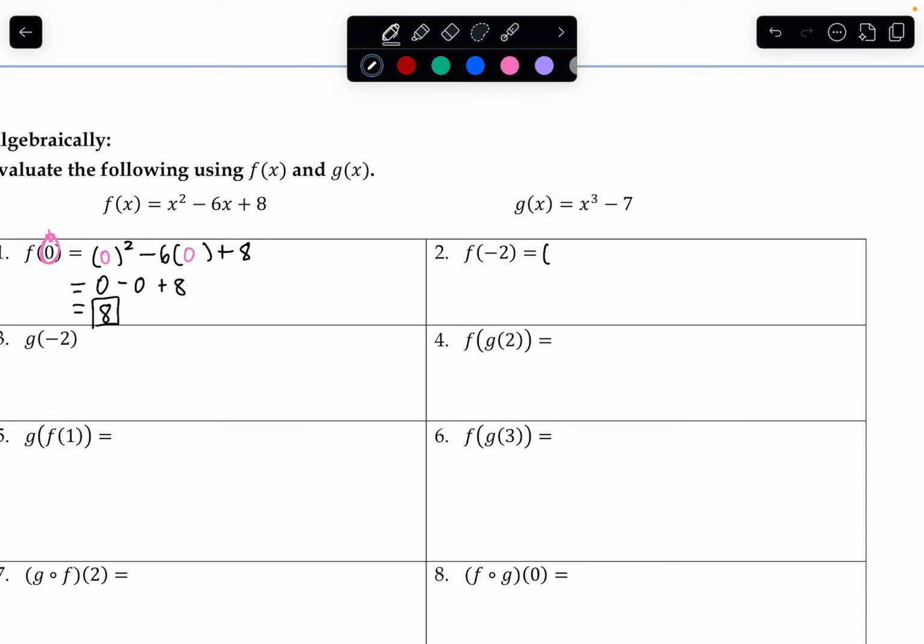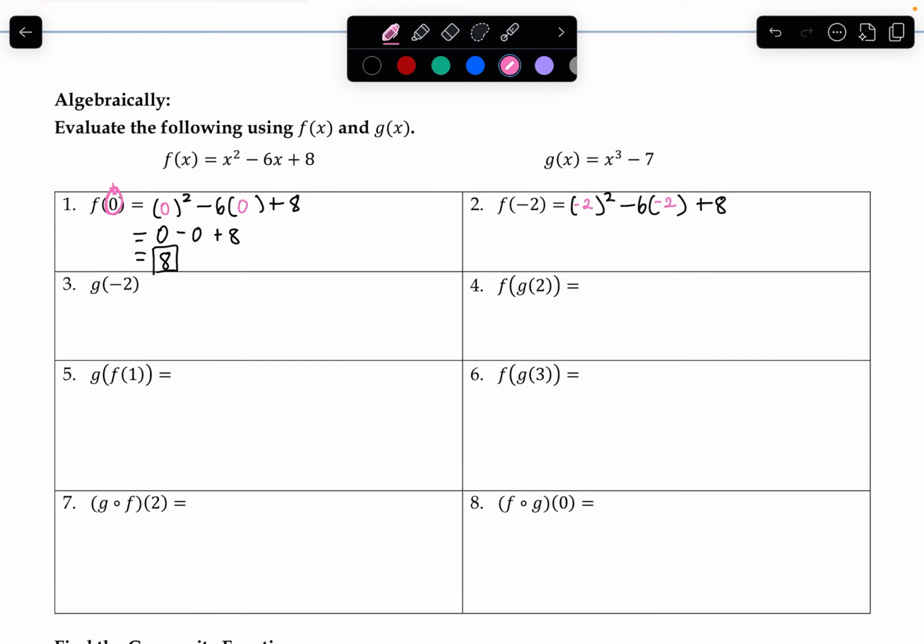Here we're doing the same thing, but this time our x is -2, so I'm going to copy down the rule with parentheses where x used to be, and this time our x value is -2. The parentheses are really important for negative values because when you square a -2, it becomes +4. -2 times itself is +4. And then here we have -6 times -2, that's +12. And then we have the +8 at the end. 4 plus 12 is 16, plus 8 is 24. And so my final answer is 24.